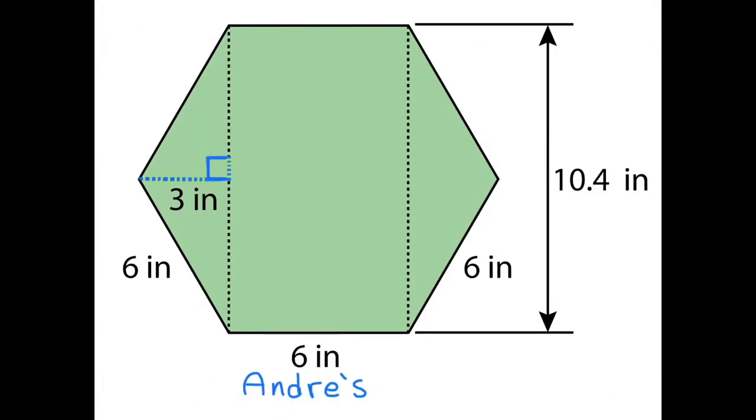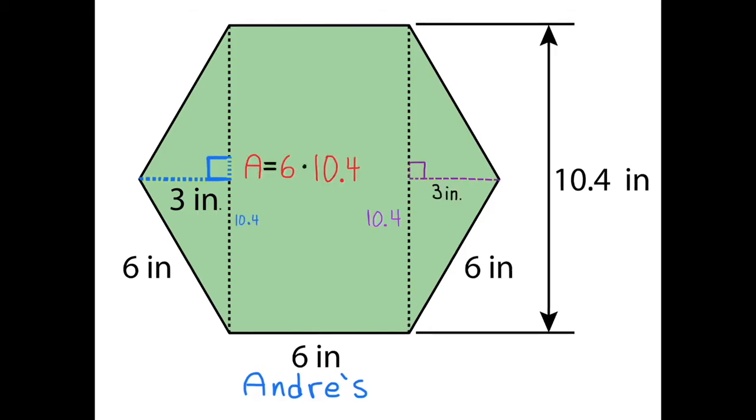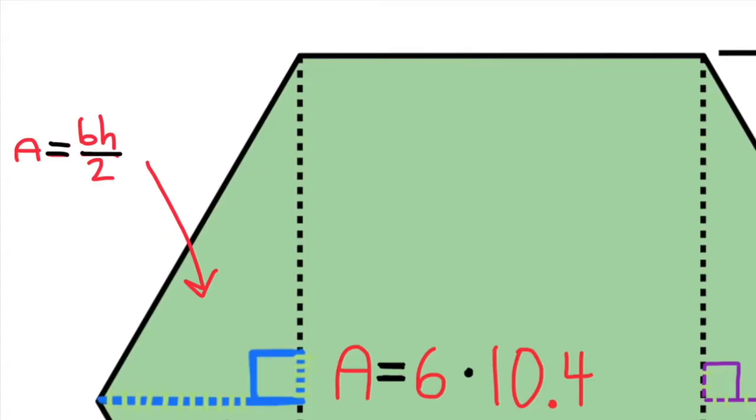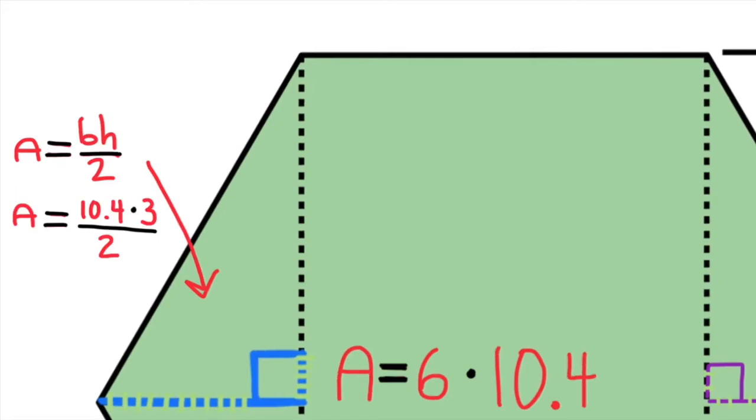Andre decomposed his hexagon to have 2 triangles and a rectangle. Each triangle has a height of 3 inches and a base of 10 and 4/10 inches. The rectangle has a base of 6 inches and a height of 10 and 4/10 inches. To figure out the area of the rectangle, we would multiply base times height, or 6 times 10 and 4/10. To find the area of the triangles, we would multiply base times height divided by 2, or half of base times height. The base is 10 and 4/10 inches, and the height is 3 inches.